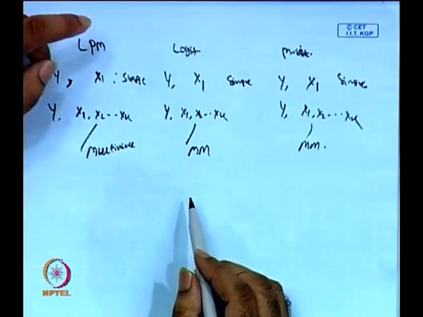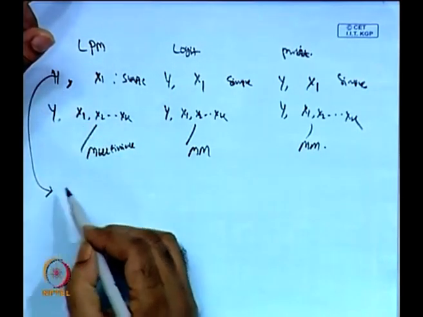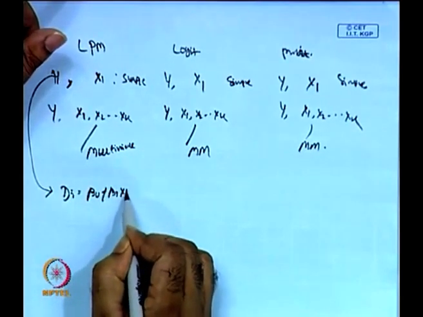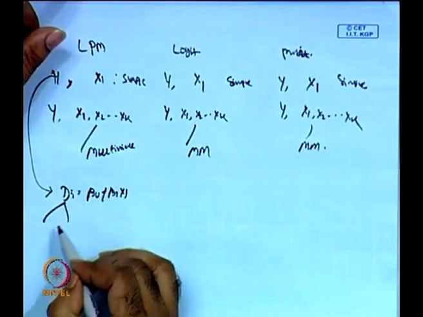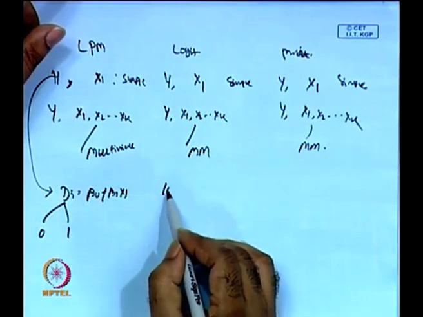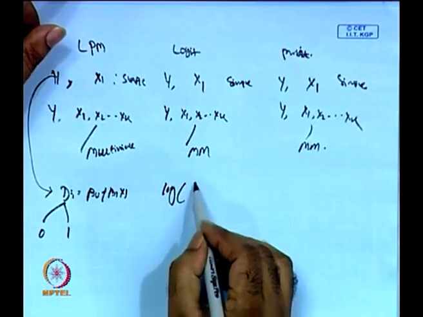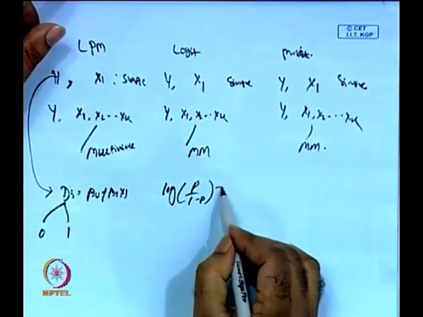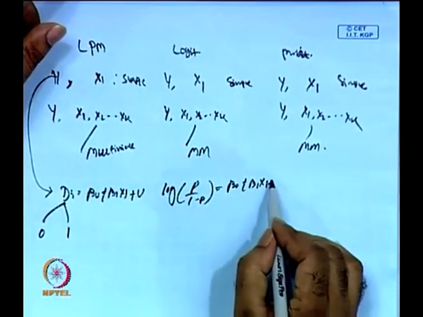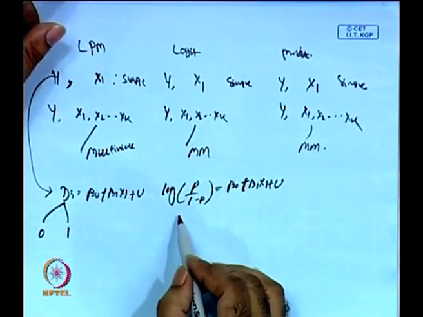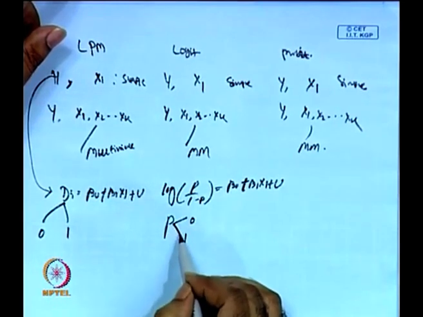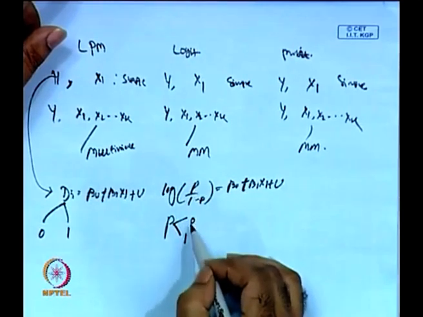So, what do you have to do in this particular structure? We will write d_i equal to beta 0 plus beta 1 x1. Here d is categorically divided into 0 and 1, and in this logistic case we will write log of p by 1 minus p equal to beta 0 plus beta 1 x1, obviously plus u. Here p lies between 0 and 1. This is also binary, but the range of the sample will be between 0 and 1.